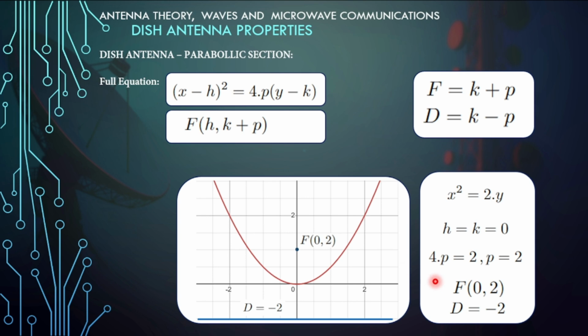Okay, and the directrix is equal to k minus p, which is located 2 squares below. That's the directrix, which defines, if you will, the heading. So the normal axis to the directrix would define where the parabola is pointing. This is the representation of the dish antenna, the parabola, its curvature.